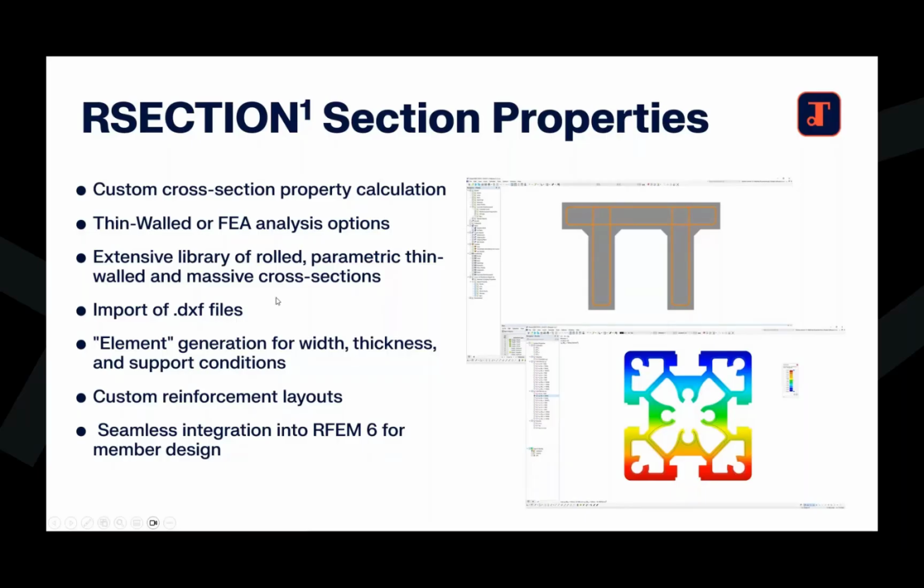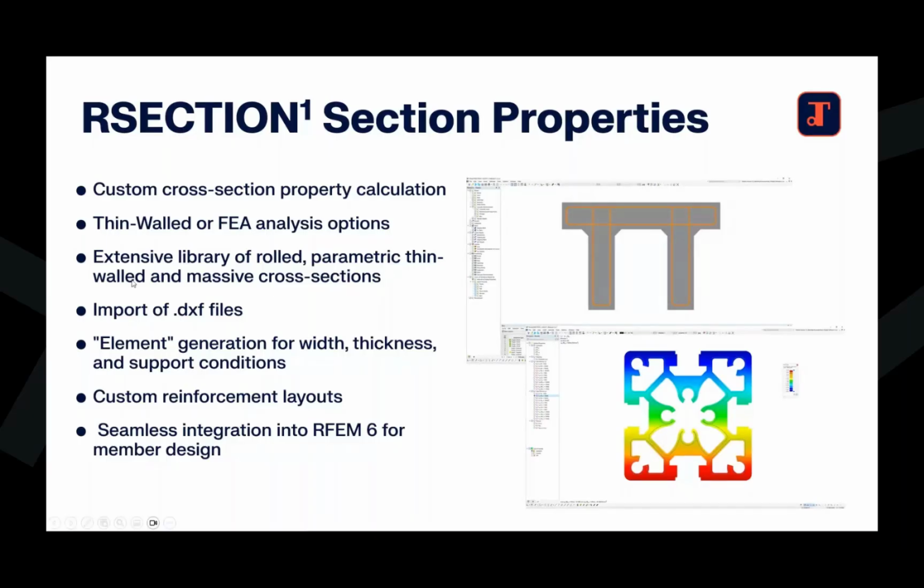If you want to create your cross sections, so for example, built up cross sections, you have access to all the same cross sections materials that you do in RFEM. So an extensive library of these rolled, parametric, thin-walled, or even massive cross sections. But you can also import in something like a DXF file, which is again quite common for an aluminum extrusion.